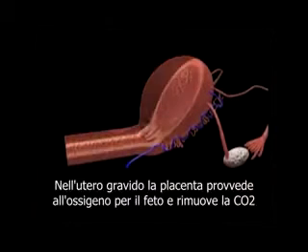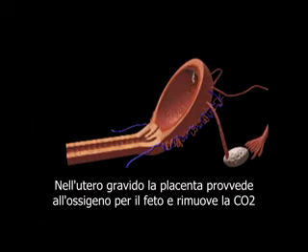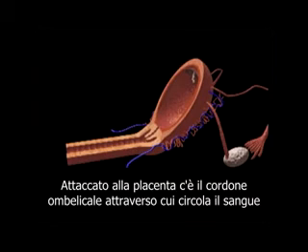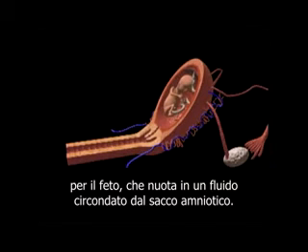In a pregnant uterus, the placenta supplies oxygen and nutrients to the fetus and carries away carbon dioxide and other wastes. Attached to the placenta is the umbilical cord, which carries blood back and forth between the fetus and the placenta. The fetus and the fluid surrounding it are contained within the amniotic sac.